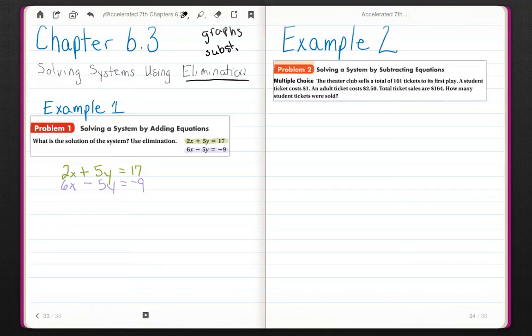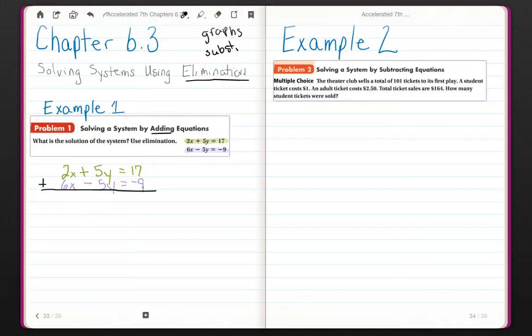In example 1, I'm going to solve a system by adding two equations together. So here are my equations, and I've rewritten them down here. 2x plus 5y equals 17, and 6x minus 5y equals negative 9. Now, in the substitution method from 6.2, we learned that we need to eliminate one variable. Instead of substituting one variable for another, here I'm going to add these two together.